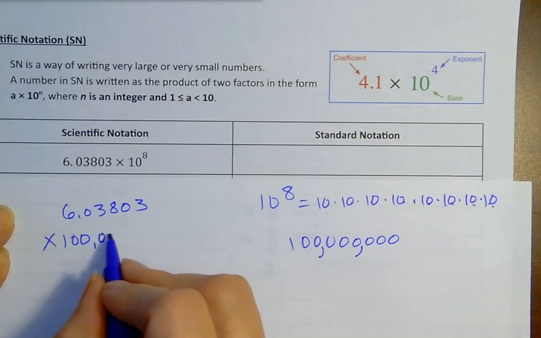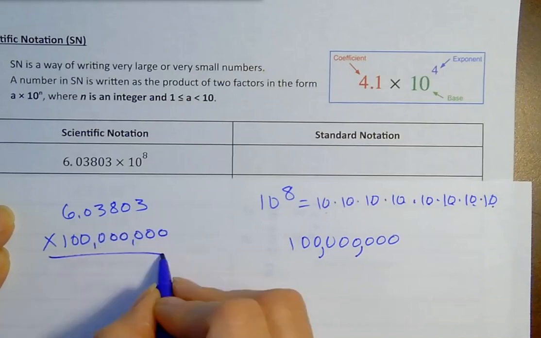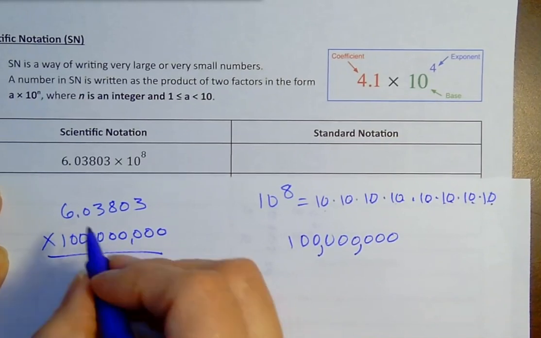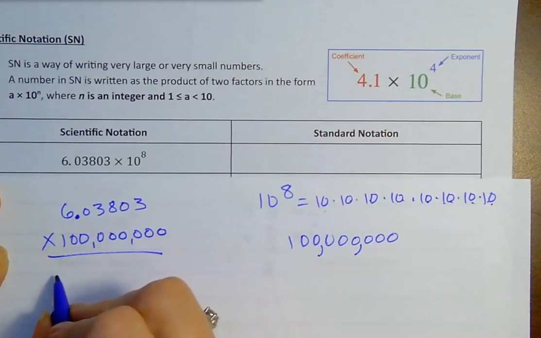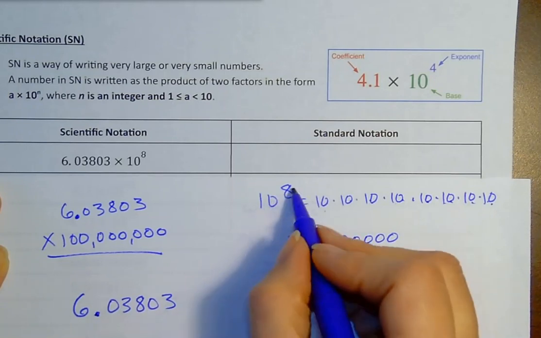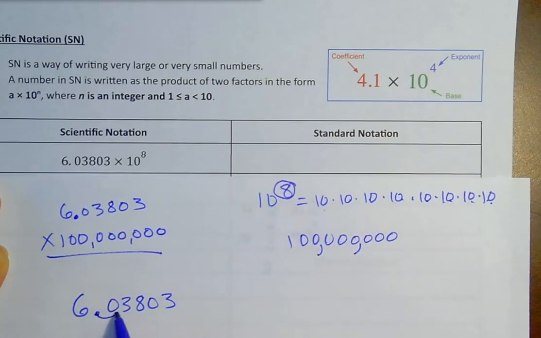Yep, that's right. 0, 0, 0, 0, 0, 0, and multiply it all out. So what you're going to find when you multiply it all out is that it effectively moves this decimal to the right, because it's a big number, so we're going to go to the right 8 times. My exponent is 8, so I'm going to go 1, 2, 3, 4, 5, 6, 7, 8. That's my new decimal location.